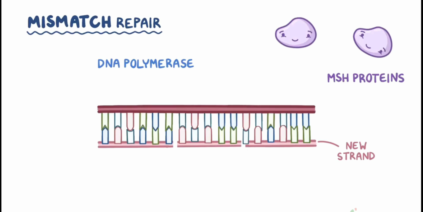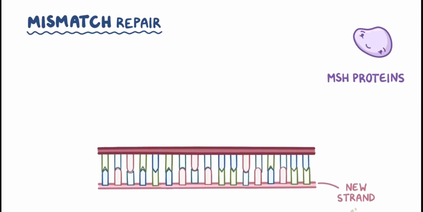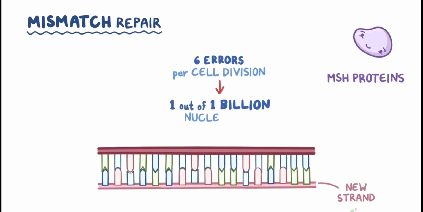And finally, once DNA polymerase is done matching correct nucleotides, another enzyme, DNA ligase, seals the bonds and the damage is successfully repaired. But even mismatch repair leaves a tiny number of errors, which is 6 errors per cell division, so 1 out of 1 billion nucleotides. Of course, this is nothing compared to the original 60,000.